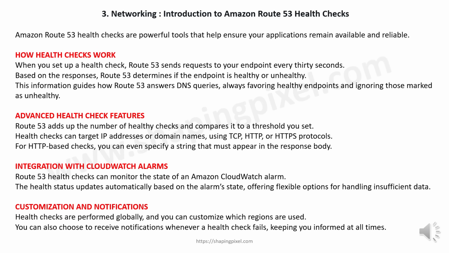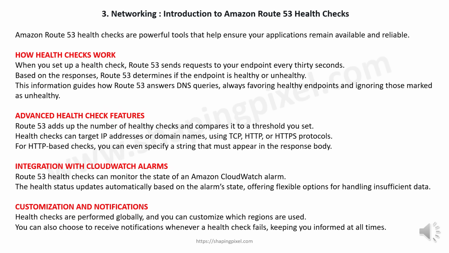are answered. Amazon Route 53 health checks are powerful tools that help ensure your applications remain available and reliable. These independent resources work with most routing policies, allowing you to monitor the health of your endpoints and respond quickly to issues. When you set up a health check, Route 53 sends requests to your endpoint every 30 seconds. Based on the responses, Route 53 determines if the endpoint is healthy or unhealthy. This information guides how Route 53 answers DNS queries, always favoring healthy endpoints and ignoring those marked as unhealthy.